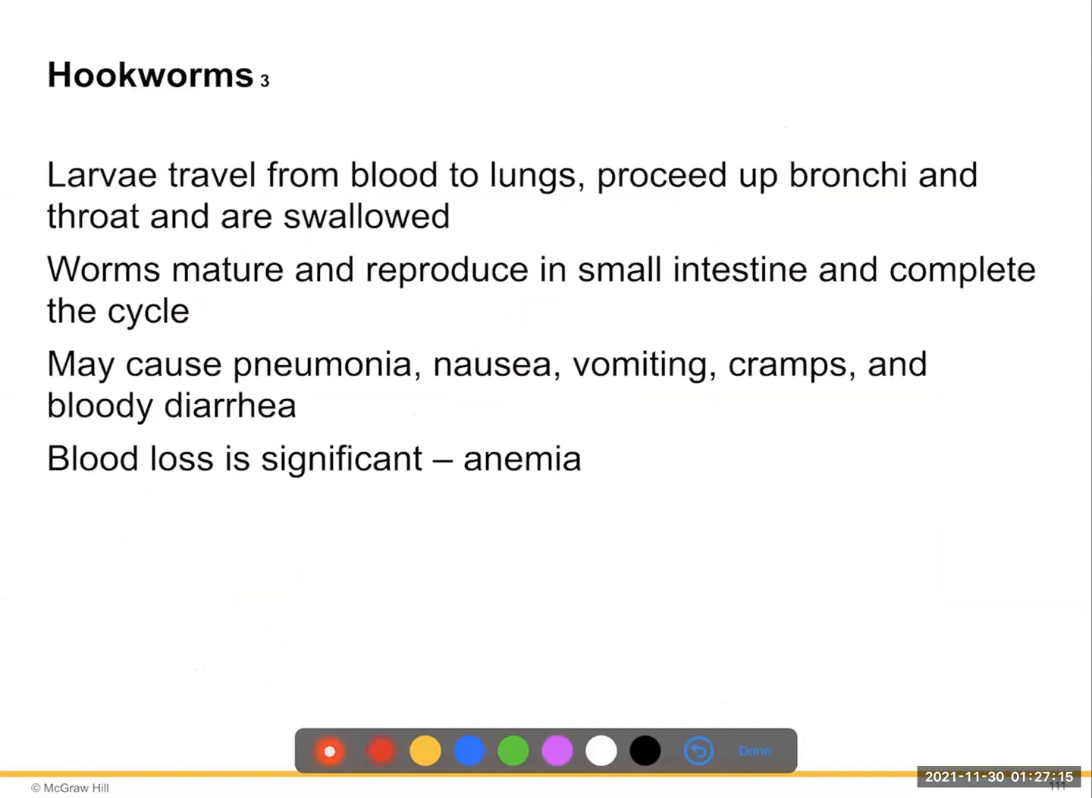Hookworms, the larvae travel from the blood to the lungs. They proceed up the bronchi, up into your throat, and then they're swallowed. And they go into the GI tract. The worms mature and reproduce in the small intestine and complete the cycle. Okay, so they get into your bloodstream, they go to your lungs, they crawl up, and they crawl down your throat, and you swallow. They go into your stomach, into the small intestine, where they mature. It's kind of an interesting life cycle there. Many cause pneumonia, nausea, vomiting, cramps, and bloody diarrhea. Blood loss is significant, causing anemia.